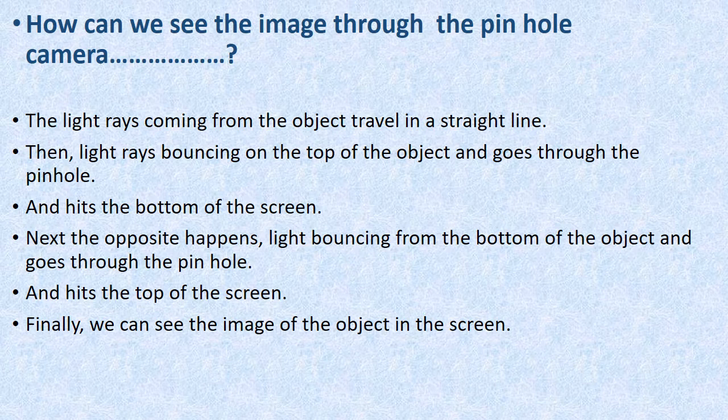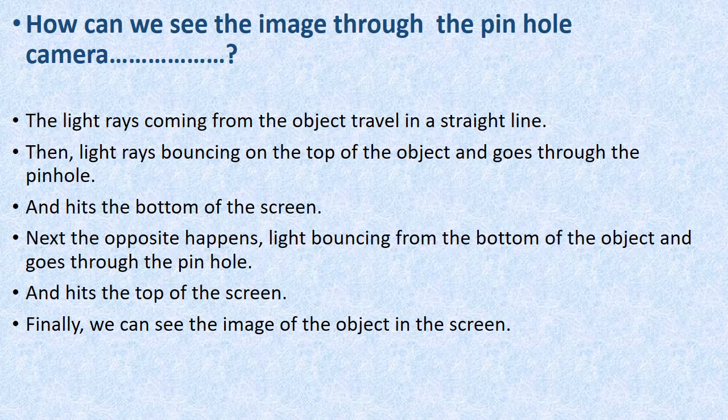The light rays coming from the object travel in a straight line. We learned that before. Then light rays bounce off the top of the object, go through the pinhole and hit the bottom of the screen. That means the light rays which come from the top of the object hit the bottom of the screen, and then the opposite thing happens. The light rays which come from the bottom of the object hit the top of the screen. Then finally we can see the image of the object on the screen.